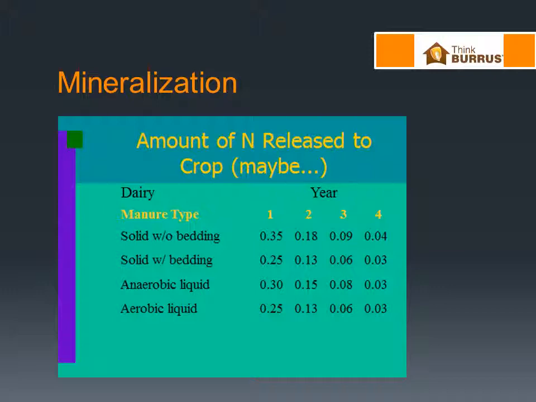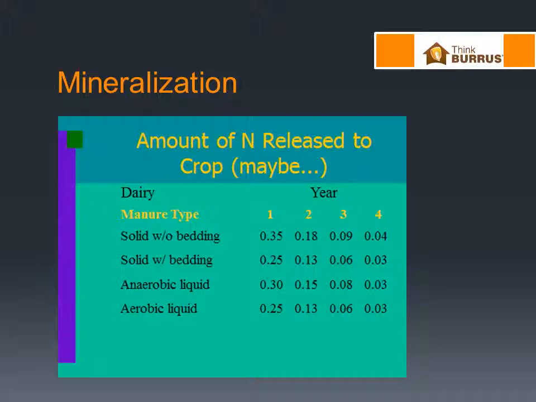And this is just an example of how quickly the nitrogen in organic material breaks down and is released. You can see in year one, for instance, maybe 25 to 30% of the nitrogen in manure is released for the crop to use, though a lot of different factors roll in here.